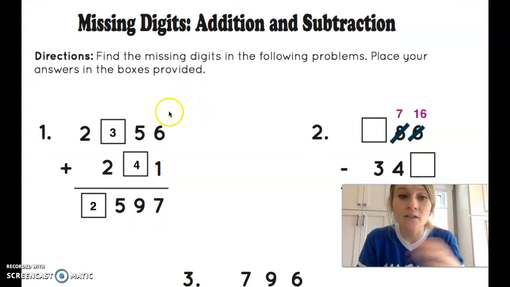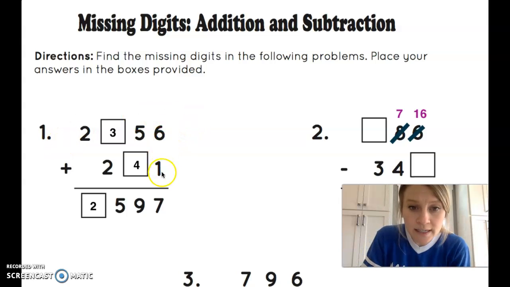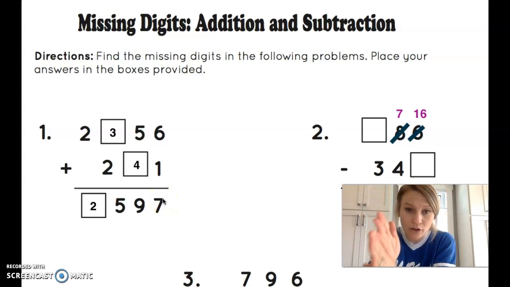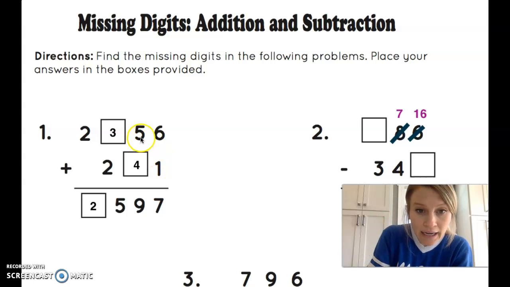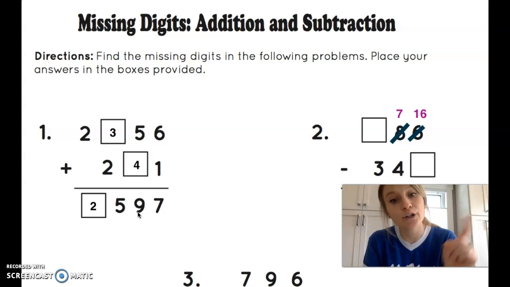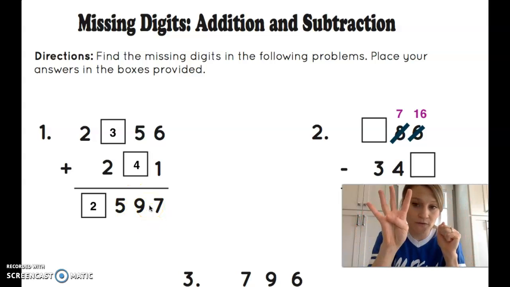So I went ahead and got started on number 1 for you, and I want to show you what I mean. So 6 plus 1 equals 7. That's ready to go. Remember, we always add and subtract from the ones place value first. Now, 5 plus something equals 9. What number is missing here? Well, 5 plus 4 equals 9. Or I could have gone 9 minus 5 equals 4.